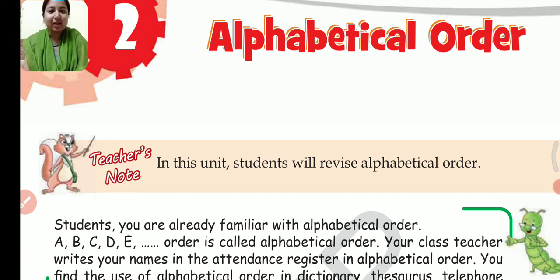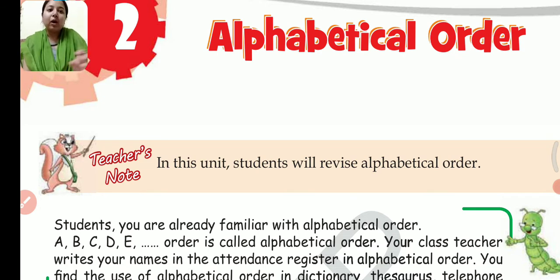Students, in this class I'll start chapter 2, that is alphabetical order. Children, we'll just revise alphabetical order. Why will we revise? Because we have already studied this chapter when you were in nursery or pre-nursery. You have learned ABCD. So in this chapter we'll revise ABCD only.